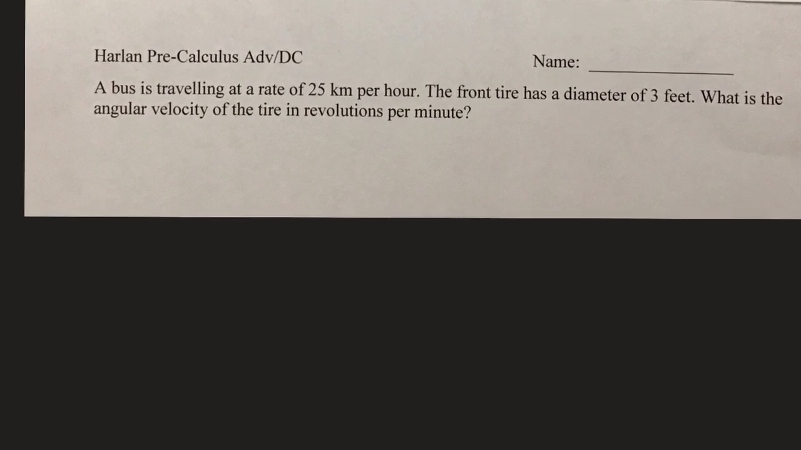Okay, our last one: a bus is traveling at a rate of 25 kilometers per hour. Oh, kilometers, I see. So our V is equal to 25 kmph. The front tire has a diameter of 3 feet. Diameter, which means it has a radius of 1.5 feet, right? We always want radius when we're doing these things.